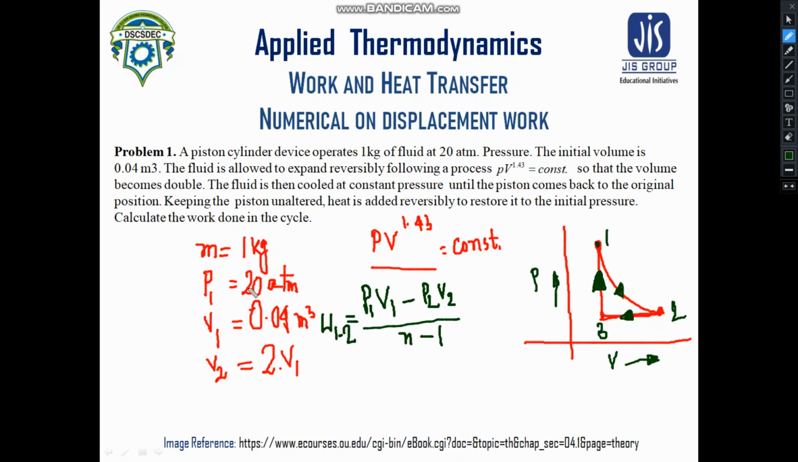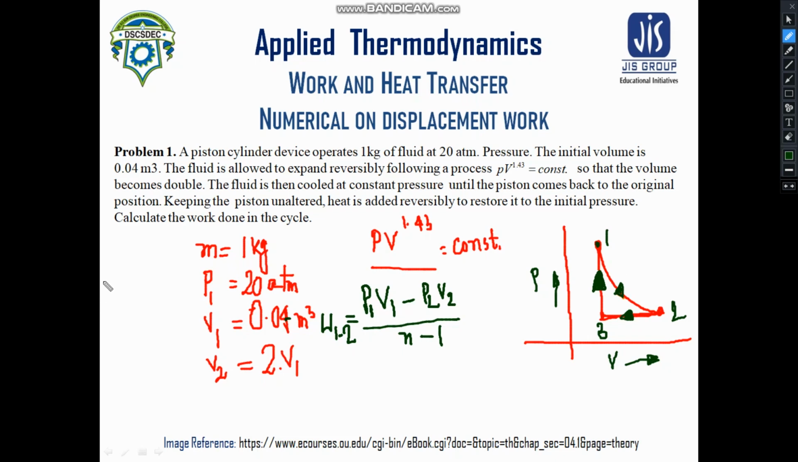Now you know pressure is given as 20 atm. Now what you need to do is convert this atm into bar, or kilopascal, whatever you wish. Okay, if you convert this, you can easily calculate it, and you know the volume at state 1 is given as 0.04.